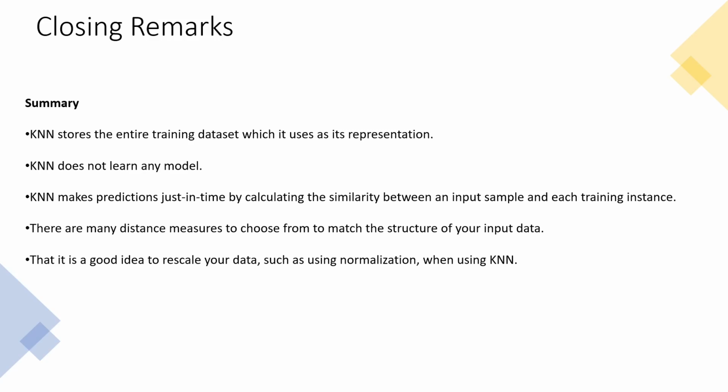Okay, in summary, KNN stores the entire training dataset, which it uses as its representation. It doesn't use any mathematical model. It uses all the data as its model representation. KNN is a lazy learner. It doesn't learn anything as a mathematical model. KNN makes predictions just in time by calculating the similarity between an input sample and each training instance. There are many distance measures to choose from. We have seen the Minkowski distance metric family. It's a good idea to rescale your data, such as using normalization, when using KNN.